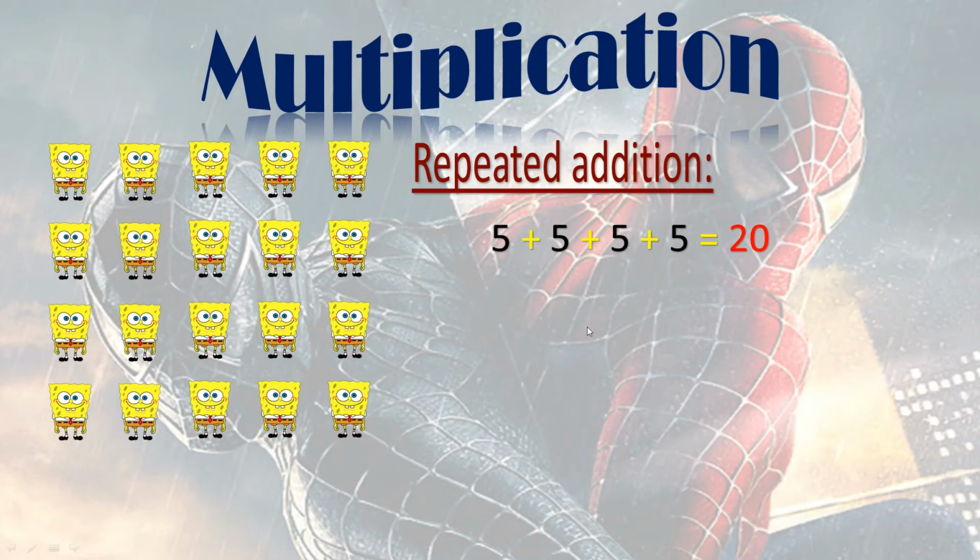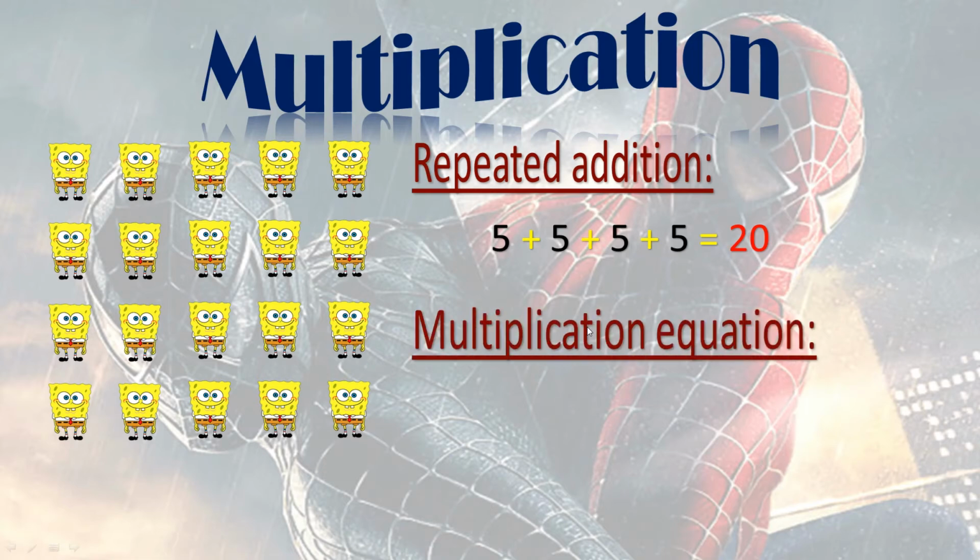I said before I should come up with 2 repeated addition equations and 2 multiplication equations. How can I form the multiplication equation? Just ask yourself 2 questions. What's the repeated number and how many times did you repeat it? Here, the repeated number is 5. How many times did I repeat it? 1, 2, 3, 4. So 5 by 4, or I can say also 4 by 5 equals 20.